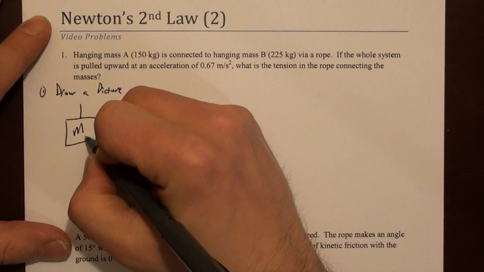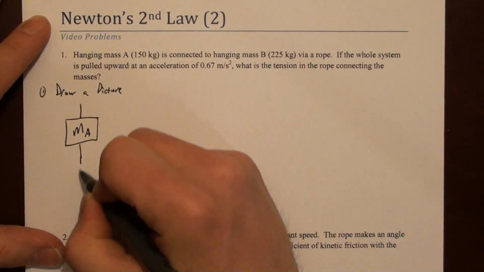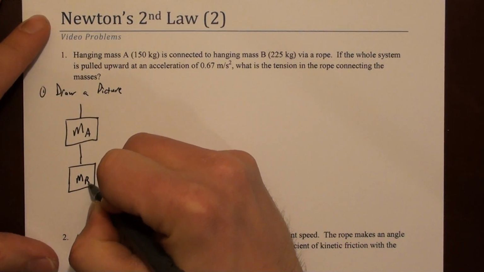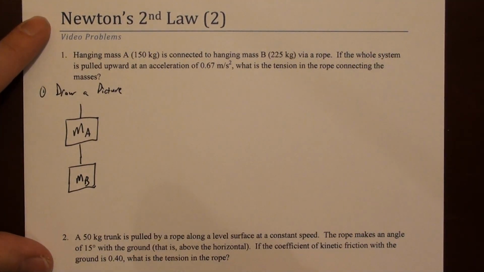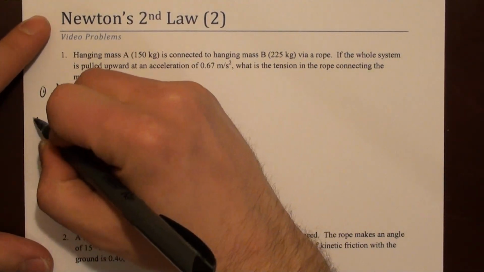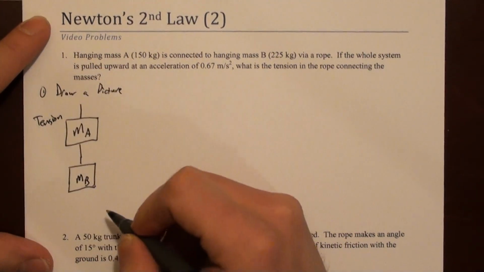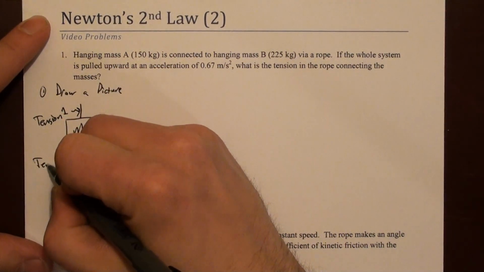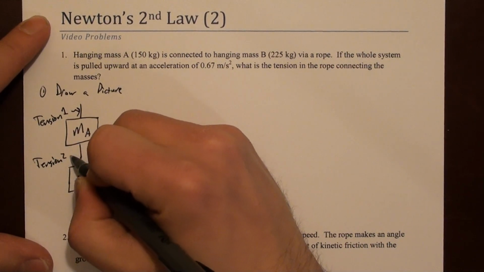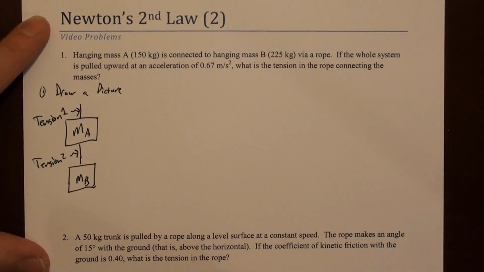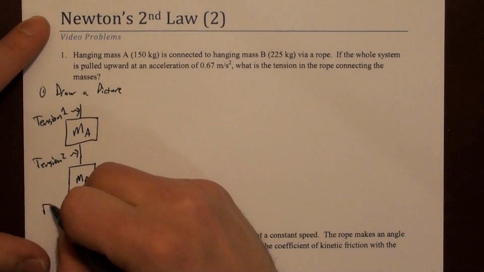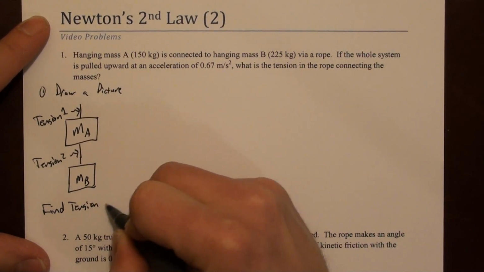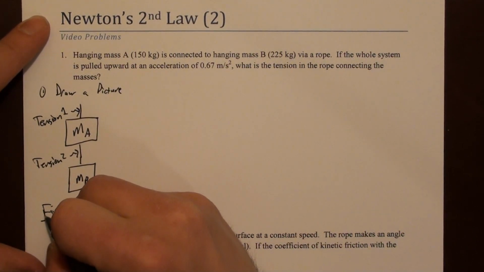And call this mass A, connected to mass B. And each of these ropes has tension in it. We call this tension 1 right here, and tension 2 connecting the two masses. Now we're asked to find tension 2. This is what we're solving for.